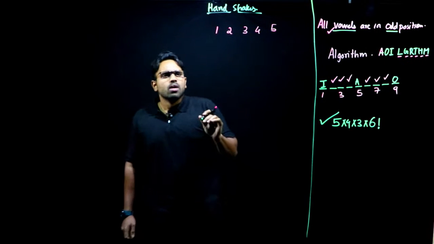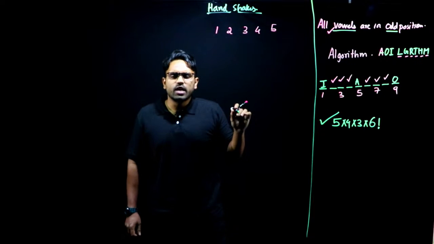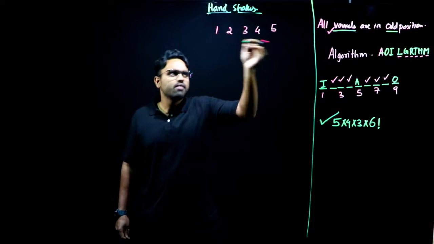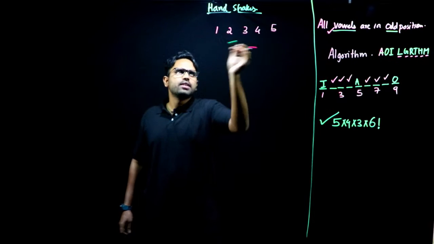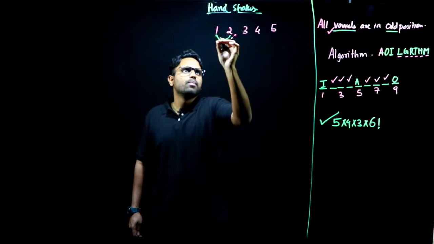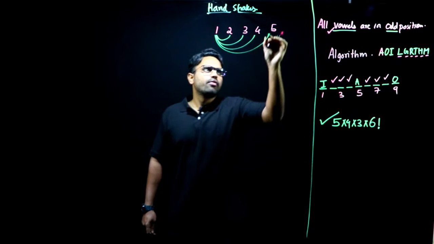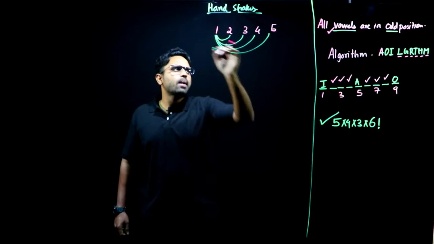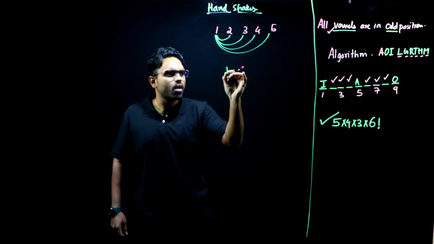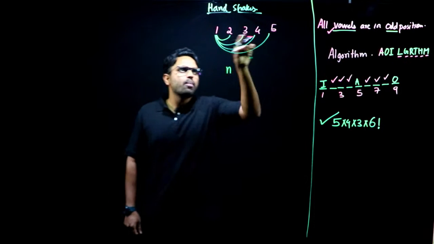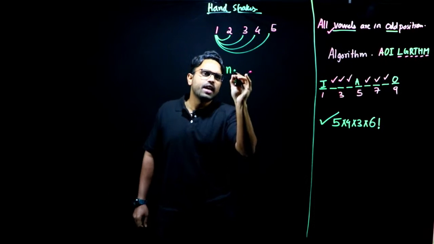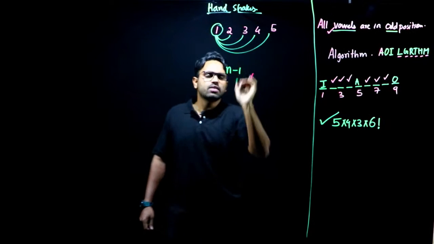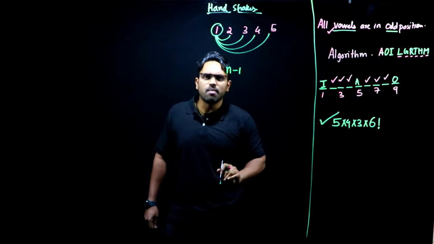Now, whenever there is a question on handshakes, it will always talk about how many handshakes are made. If there are 5 people, how many handshakes can be made? Just observe. 1 can shake with 2, 3, 4, 5. If the total number of people is n, one person will make how many handshakes? N minus 1. Why? Excluding himself, he'll make handshakes with everyone else. So I'll have to write n minus 1.